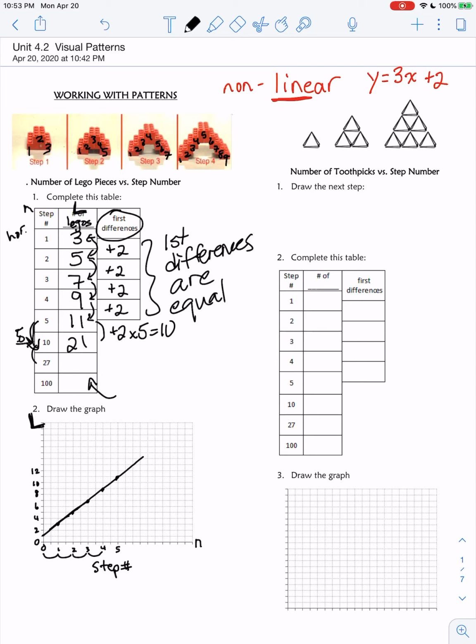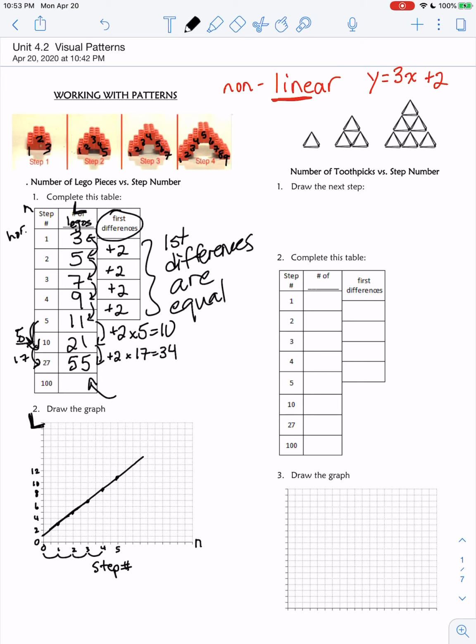And to get from 10 to 27, well, that's a jump of 17. So to get from here to here, I'm going to have to add 2 seventeen more times. So that means I'm going to have to add 34. So that's going to bring us up to 55.